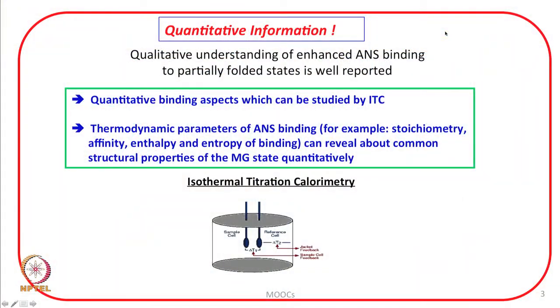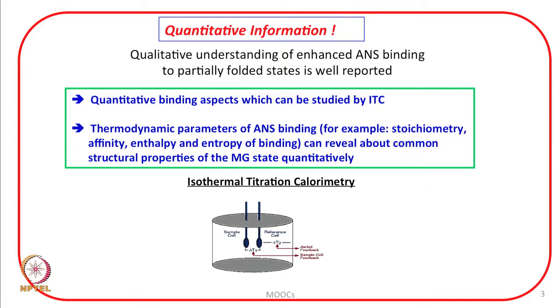Now, let us take a look at the slide. The comment is, quantitative binding aspects can be studied by ITC. And the next comment is, thermodynamic parameters of ANS binding, for example, stoichiometry, affinity, enthalpy and entropy of binding can reveal common structural properties of the MG state quantitatively, and I would rather further add, if any.